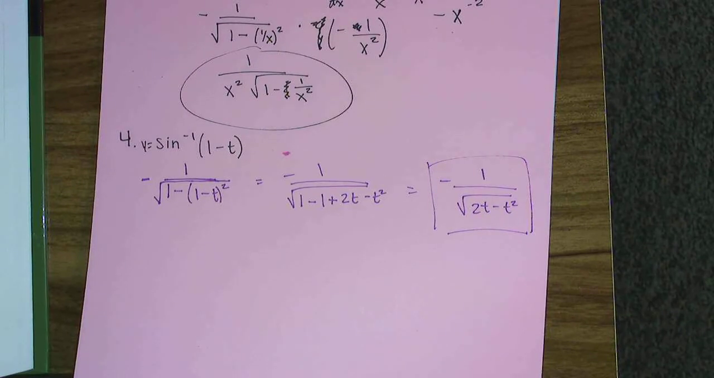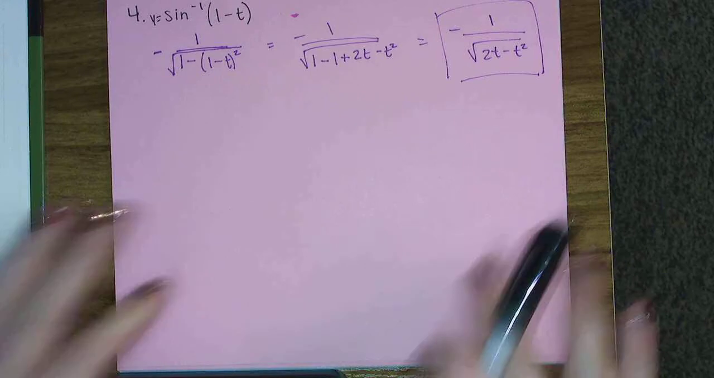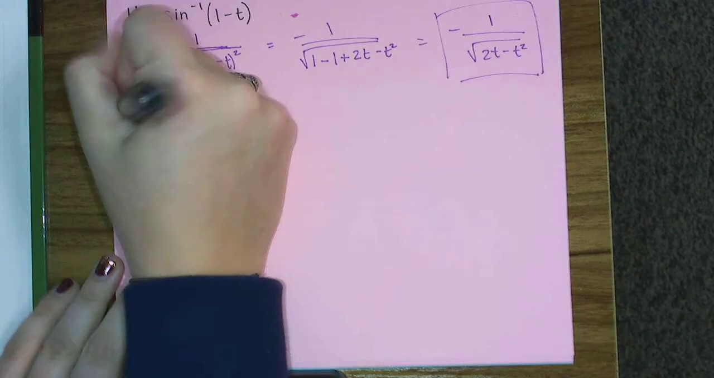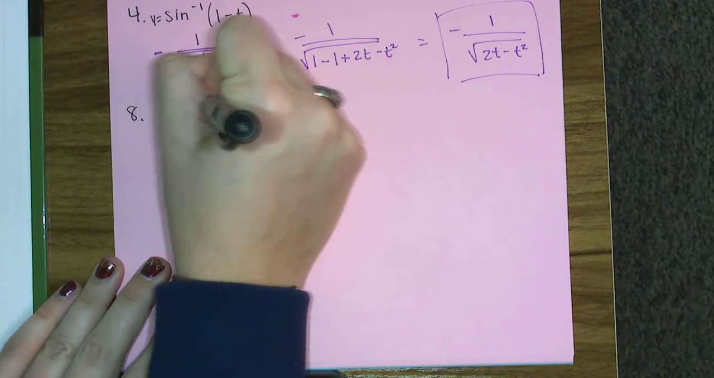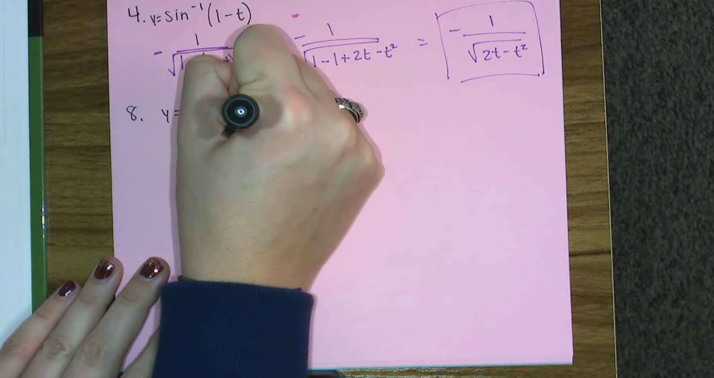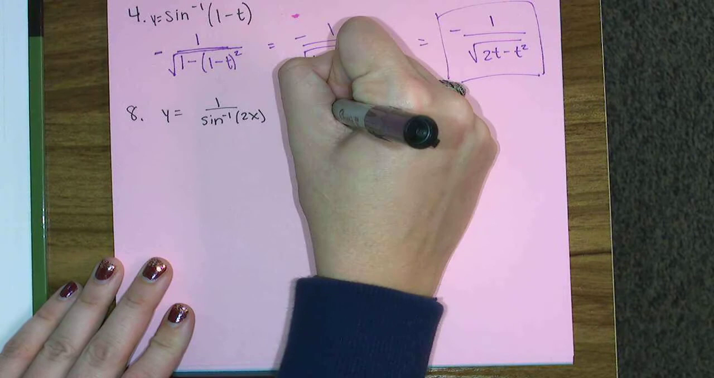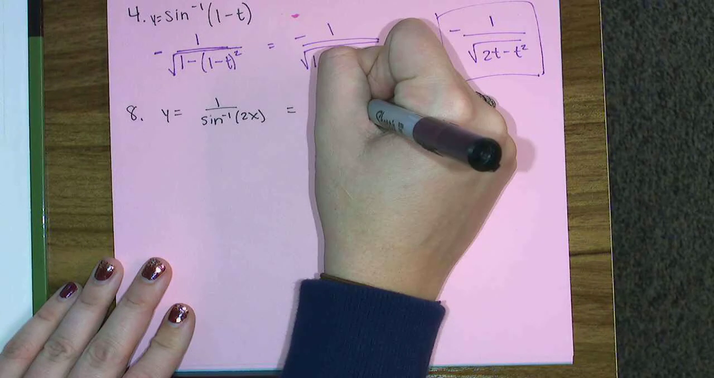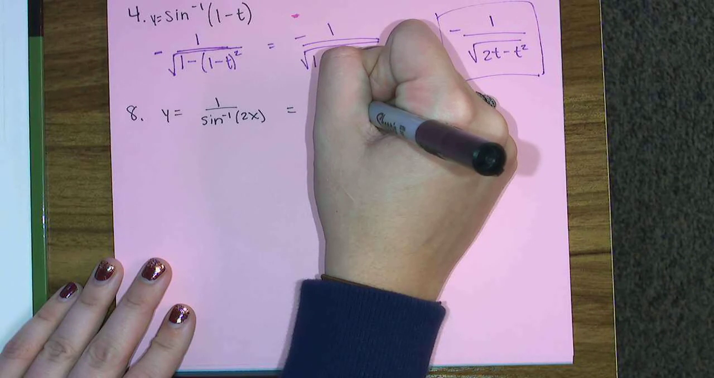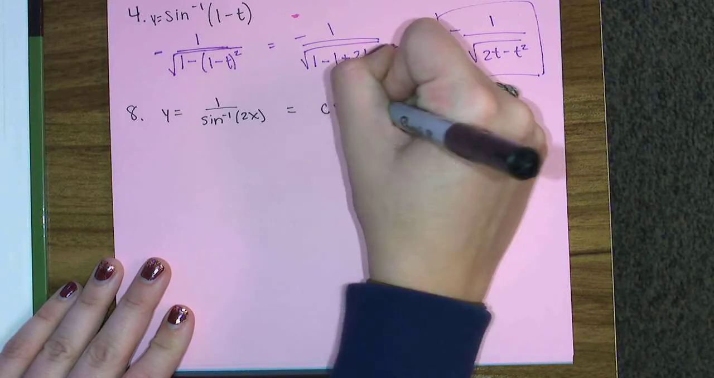Yes. Yeah, you could do that with that one. Do you want to see that one or? Okay. Alright, so we have y is equal to 1 over the arcsine of 2x, which you've already said is the cosecant, wait. Yes, cosecant? Yeah.